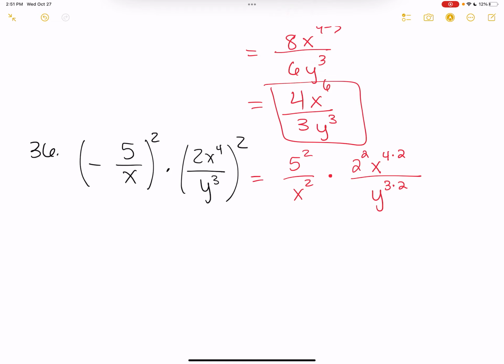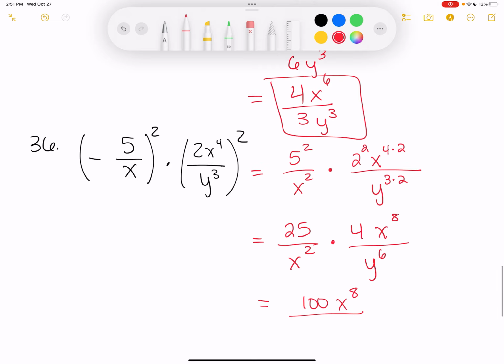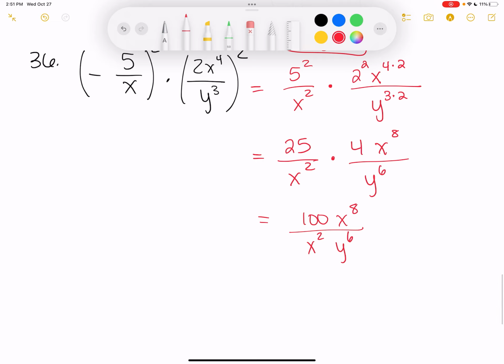Alright, so now I'm going to combine all this stuff together. So, what's 5 squared? 25. 25 over x squared times 2 squared. Oh, 4. Yeah. 4. And then I've got x to the 4 times 2, which is 8, over y to the 3 times 2, which is 6. So, what's 25 times 4? 100. X to the 8th over, and now I can just throw these two bottom things side by side. X squared y to the 6th. And then what's the last thing that I need to do?